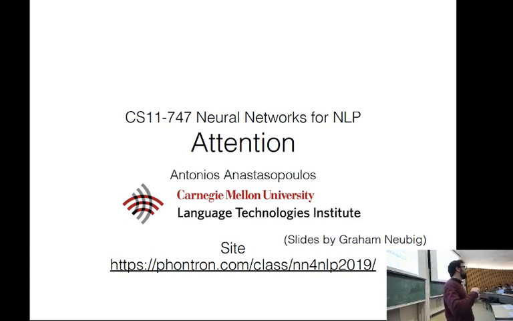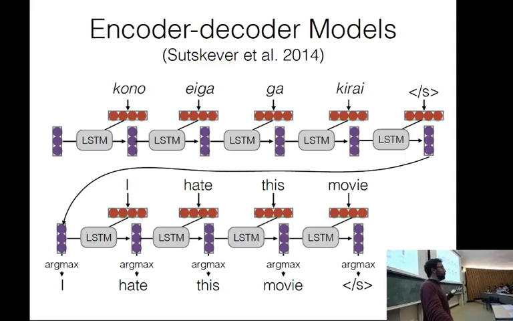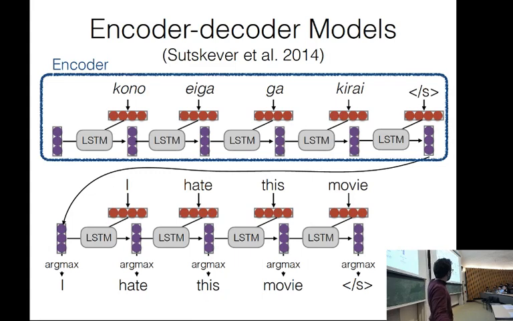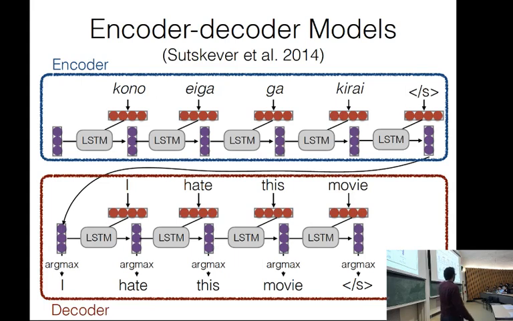So in the last class, we talked about conditioned generation, right? We talked about the encoder-decoder model and how, given an input sequence, we can generate an output sequence. In this encoder-decoder model, let's say we had a Japanese sequence and we want to generate the English translation. We have an encoder that creates a representation for the source sentence that we feed into the decoder, right? And the decoder is basically a language model that receives the context through this arrow here.